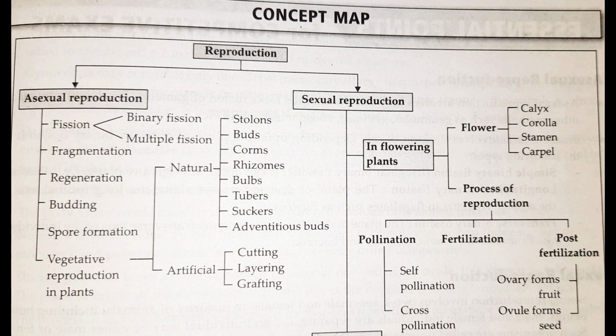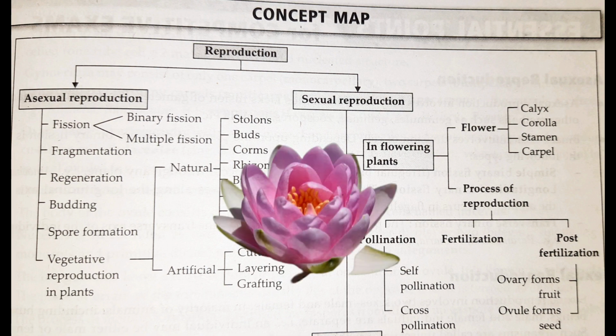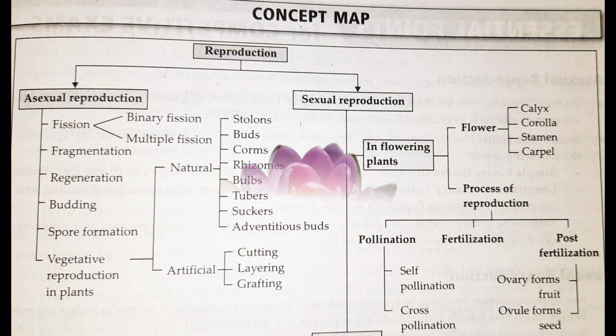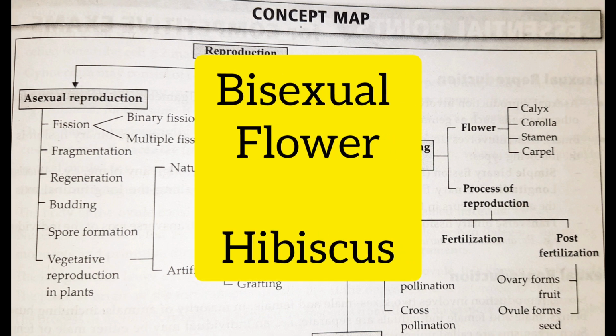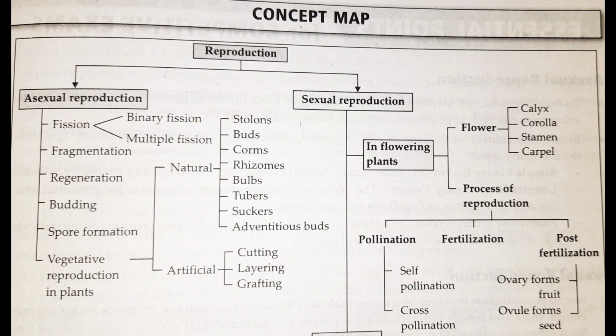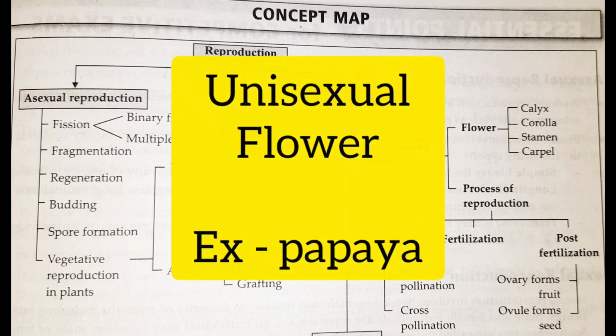In flowering plants, all the steps of sexual reproduction occur within specialized reproductive organs called flowers. Yes, flowers are the reproductive organs of plants. Thus, a flower may be defined as a specialized condensed reproductive shoot of the plant which encloses the essential reproductive parts. Flowers in which both male and female reproductive parts are present, for example hibiscus and mustard, are called bisexual flowers.